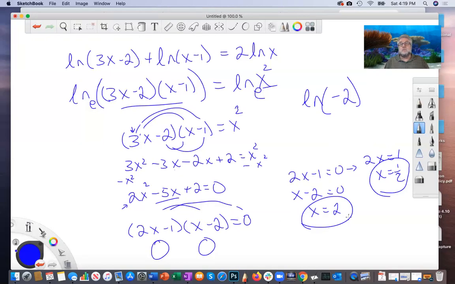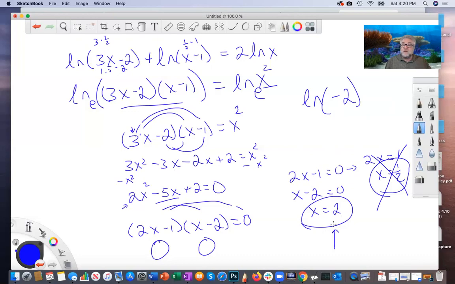So when I have these two numbers, I got to go back and make sure I'm not going to get a negative. When I put a 2 in here, 2 times 3 is 6, minus 2 is 4, that's okay. I put a 2 here, 2 minus 1 is 1. Okay, that's okay. Now let's see, a minus 1/2. So this is 3 times a 1/2. So that'd be 1.5. 1.5 minus 2. That's going to give us a negative number. So this one is an extraneous root. We can't use that one as a solution. Also, if you put 1/2 here, 1/2 minus 1, you're going to get a negative number also. So the only solution is x equals 2.